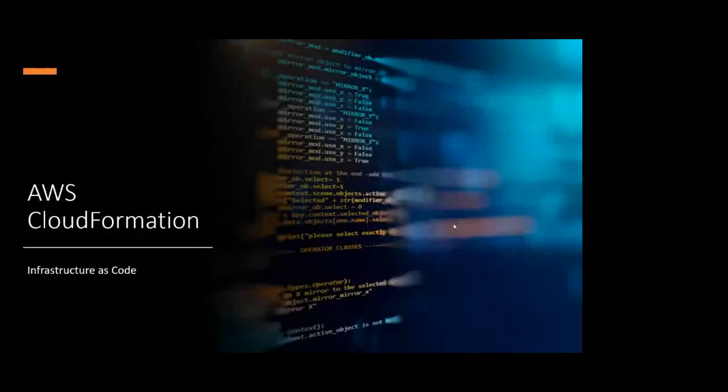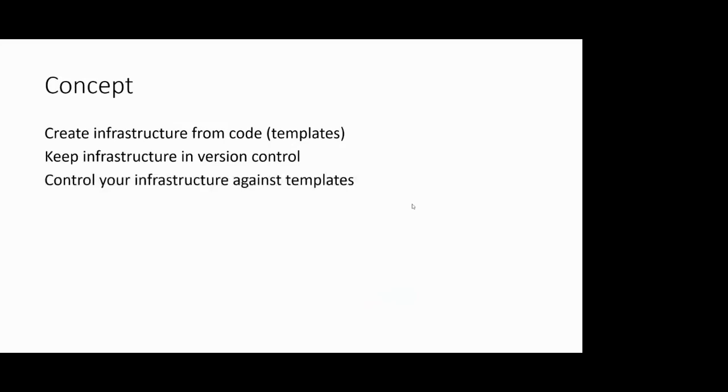Probably all of you are familiar with infrastructure as code, with Terraform. For AWS, they have their own native tool called CloudFormation. So what is the concept of CloudFormation? Of course, it creates infrastructure from code, from templates, right? Thanks to this, you can keep your infrastructure in your version control tool, right? And you can control your infrastructure against templates. CloudFormation calls it drift. So you can check periodically if your existing actual infrastructure is really well described by your template, if there are changes or not, right?